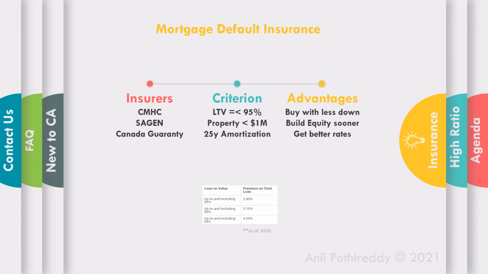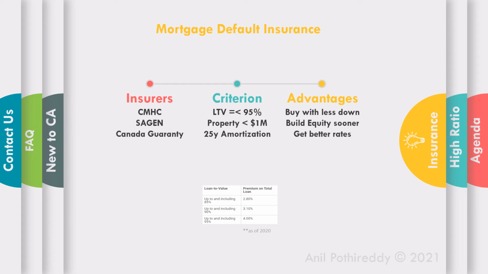The second condition is that the property value should not exceed $1 million. What that means is, for high ratio mortgages, if you're putting less than 20% down, the maximum property value should be under $1 million. For any property values over $1 million, you need to have a minimum of 20% down payment for a conventional mortgage. The third criteria is that the maximum amortization allowed is 25 years. So typically some people opt for 30 years to keep the debt low. That means lower monthly payments. You can't do that if you are having a high ratio insured mortgage.